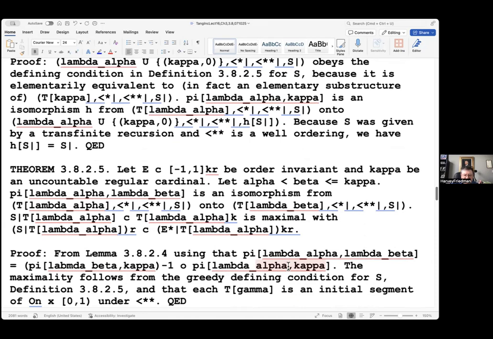Now, this just says that this is true when you go from alpha to kappa. But suppose alpha is less than beta is less than or equal to kappa, then if you take this pi map from lambda alpha to lambda beta, that's an isomorphism from the structure on alpha into the structure on beta. It's not onto, it's into.